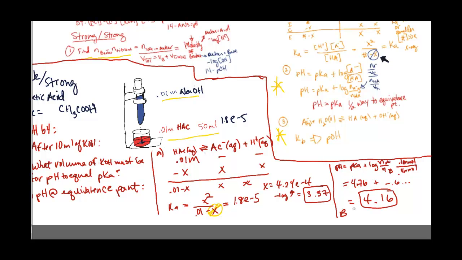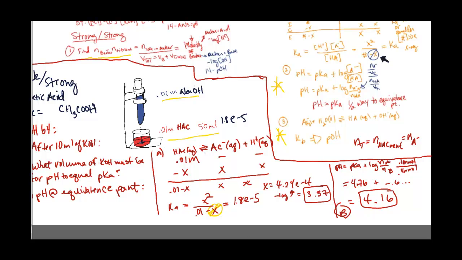Alright? So what did I do here again? I found the moles of the titrant added. If you remember, the moles of the titrant is the ionized base, and that is what's going to neutralize the acid that you had in your beaker, which then produces your A minus. Okay.